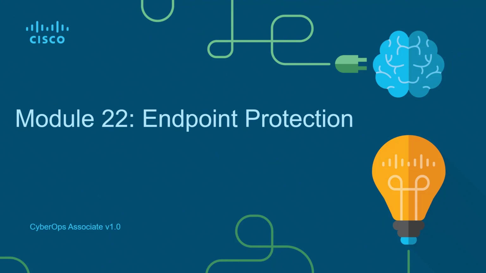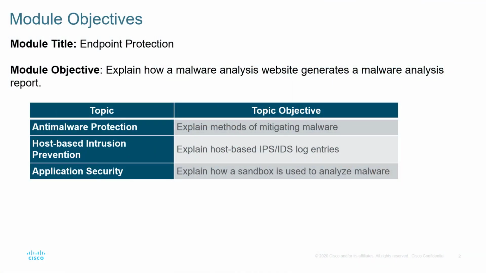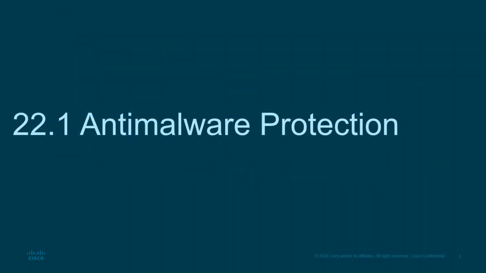Module 22, Endpoint Protection. We're going to be looking at things like anti-malware, some form of host-based IPS and IDS, as well as application security. So first section is Malware Protection, or commonly referred to as anti-malware. This is going to be the nice, lovely umbrella of antivirus, anti-spam, anti-malware, anti-malicious code, essentially.